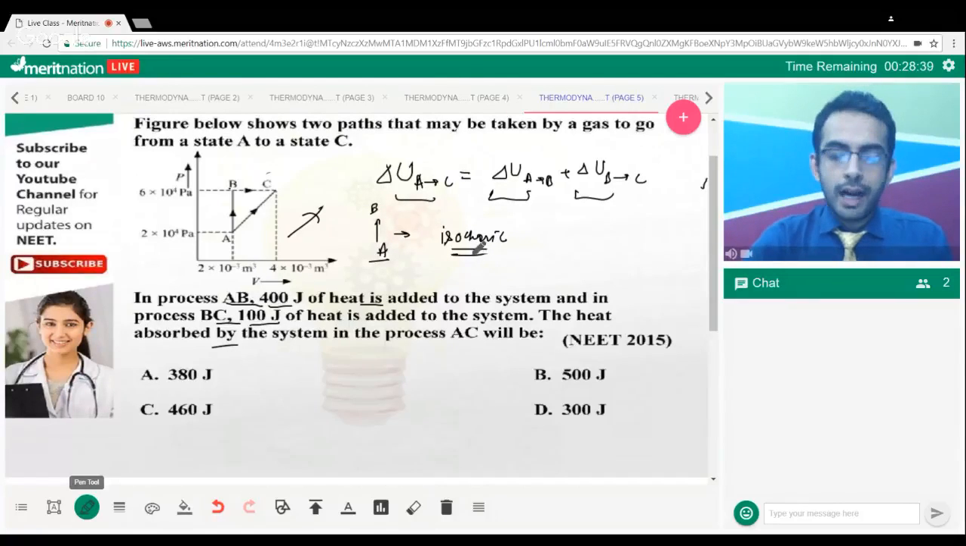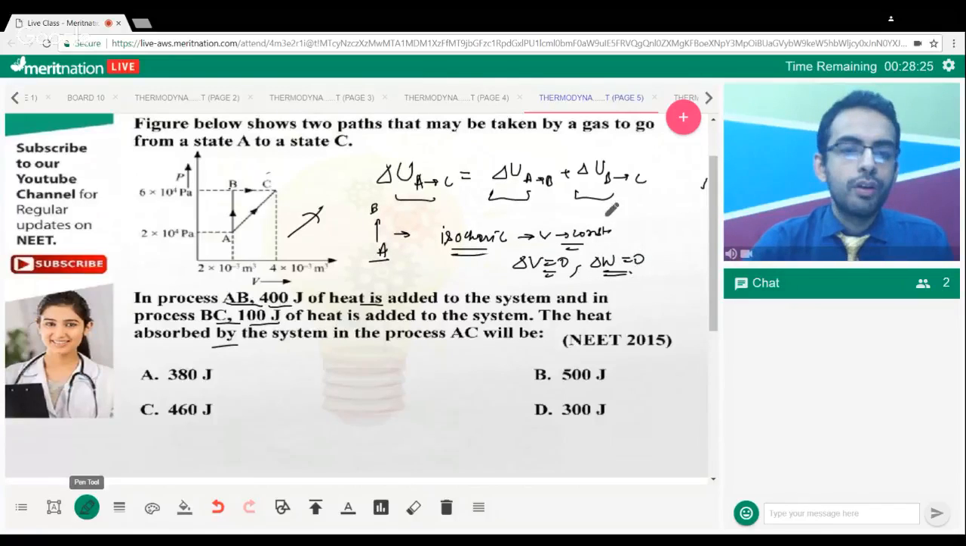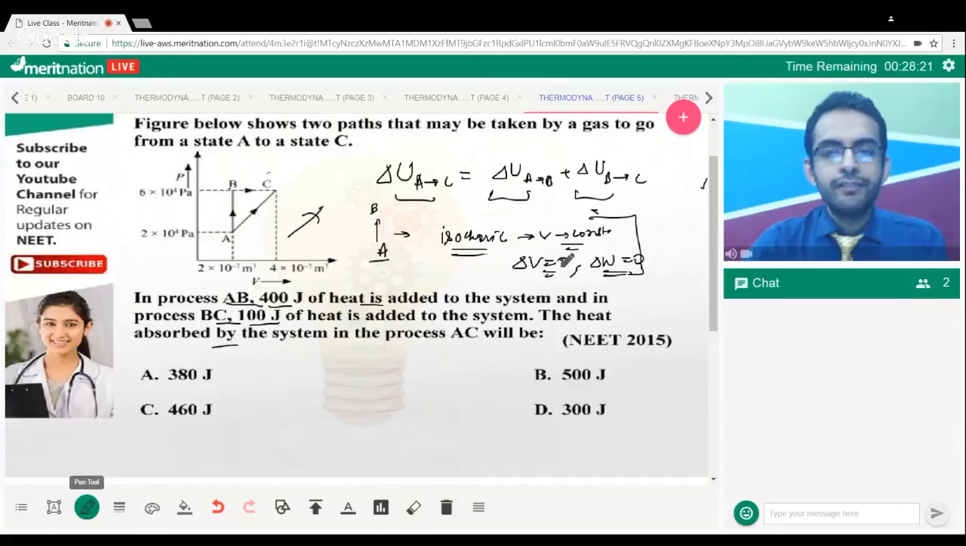What is the work done in an isochoric process? In an isochoric process, volume is constant. So that means delta V is equal to 0. So delta W, that means work done, is also 0. That's clear to everyone. So from A to B, work done will be 0.